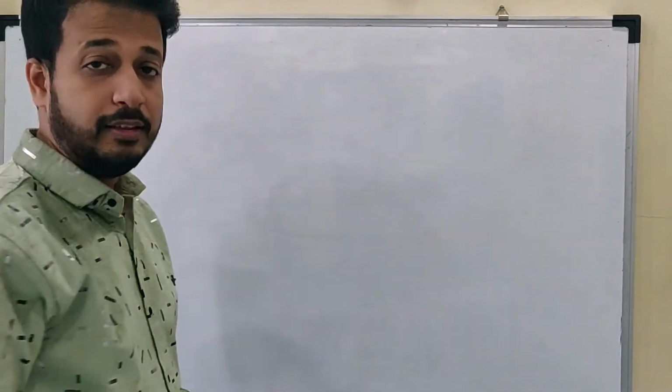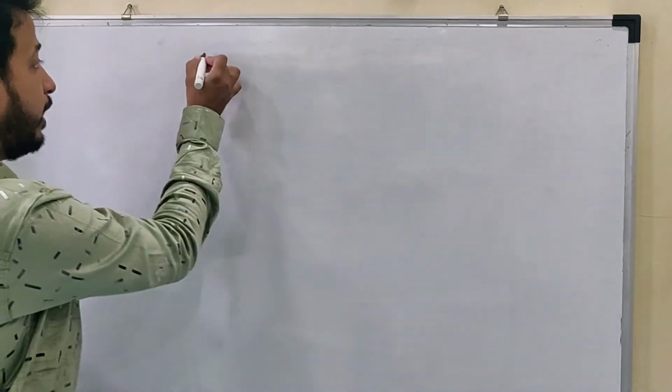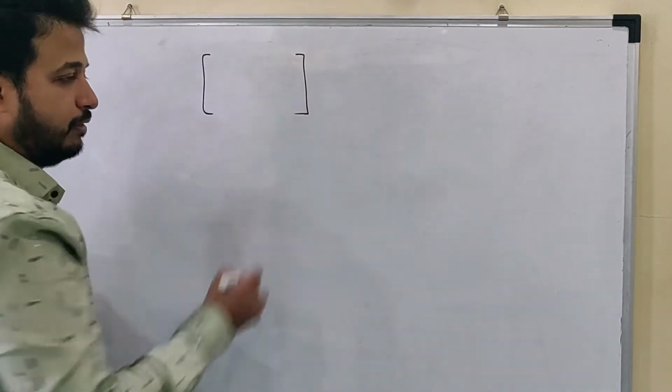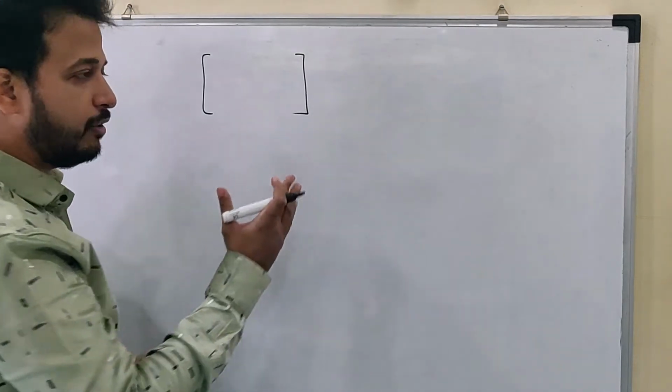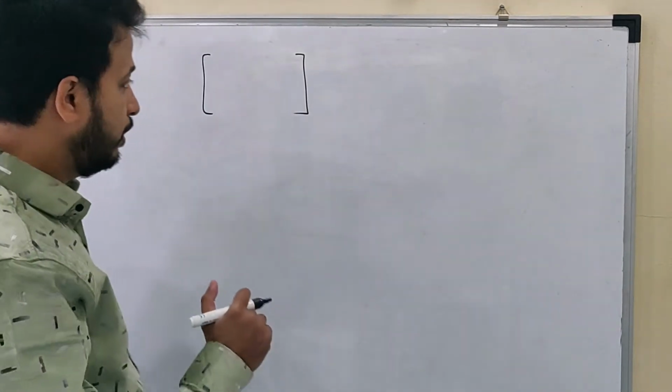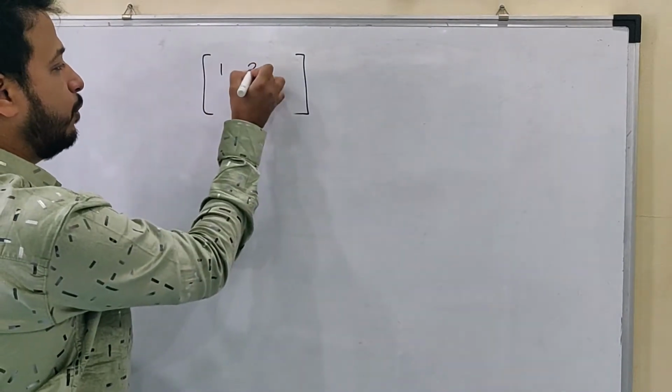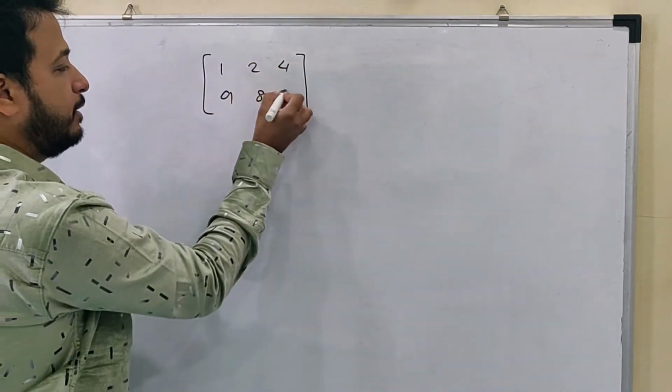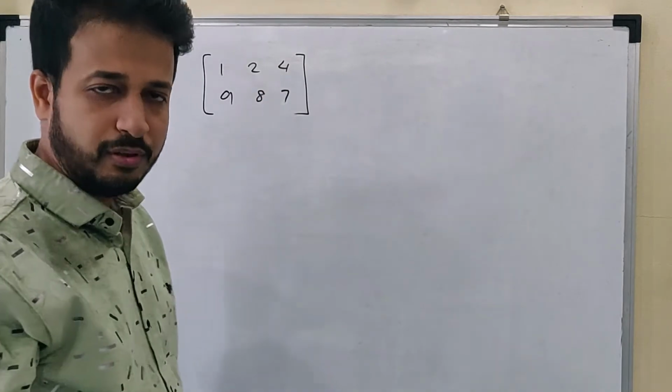In matrices, the numbers are stored in square brackets. If you see such square brackets, you have to understand that this is a matrix, which is also named as matrices. Okay, here I will just take numbers like 1, 2, 4, 9, 8, 7. I have taken any random numbers.